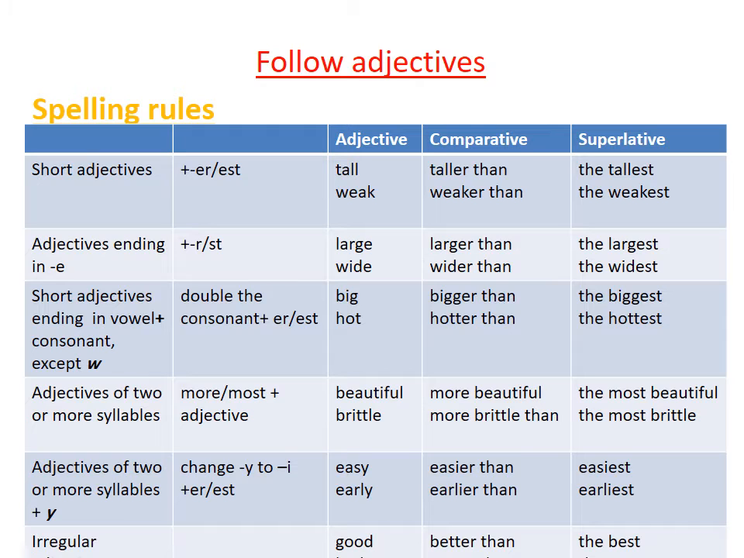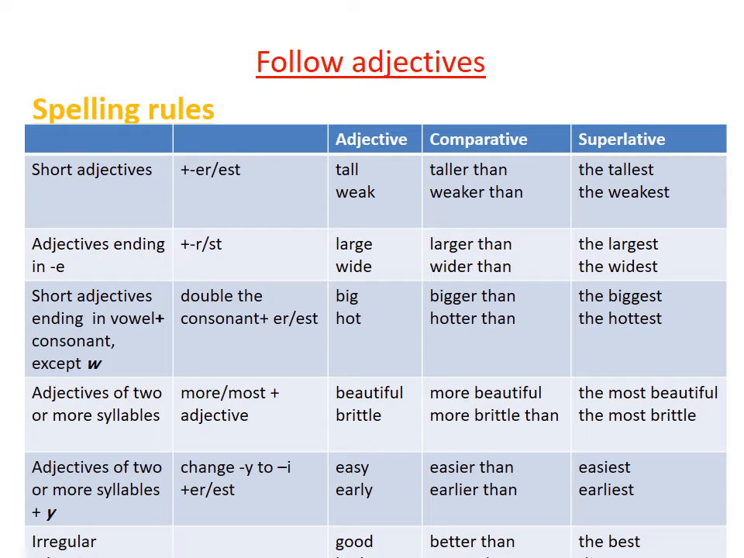Number one, short adjectives. We said that if the adjective is short, we will add er in the comparative and we will add est in the superlative. Very simple. Look at the examples. Adjective, tall. In the comparative, it will be taller than. In the superlative, it will be tallest. The tallest.